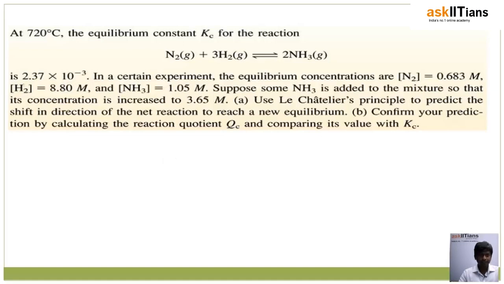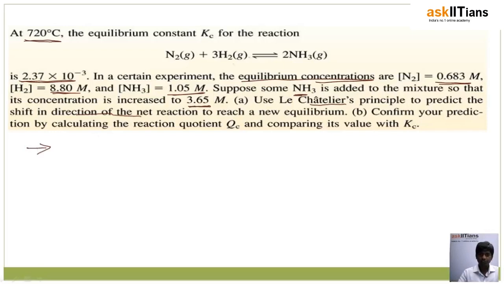So Kc is given, this value is for Kc, you have the temperature here, and the concentrations are given of various species. And what are the initial concentrations? No, they are equilibrium concentrations. Now the question says, suppose ammonia is added to the mixture such that its concentration increases. And the question is, use Le Chatelier's principle to predict the shift in the direction of the net reaction.